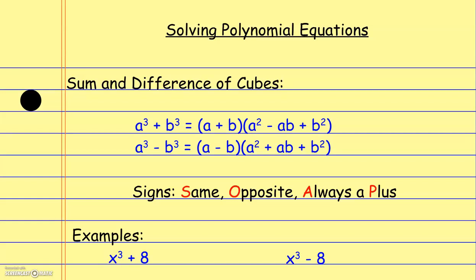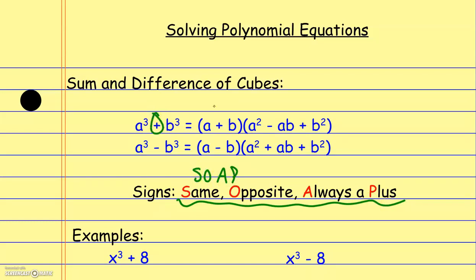So just remember, when you see a sum or difference of cubes, two perfect cubes that are either being added or subtracted, we're going to break this down into a binomial and a trinomial, okay? So a little piece and a big piece. And I always start by filling in the signs, and I remember that by using SOAP. Same, opposite, always a plus. So SOAP, if you can remember SOAP, you should be able to come up with these signs.